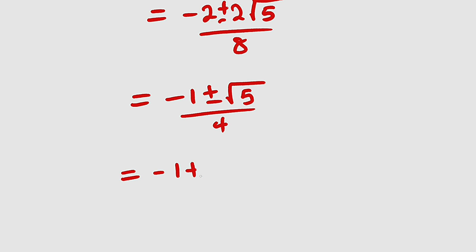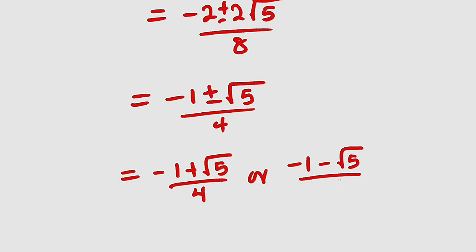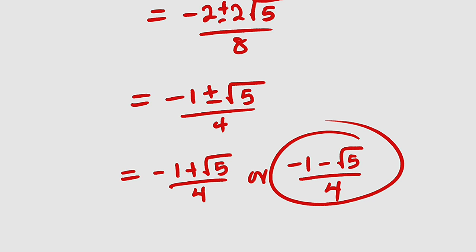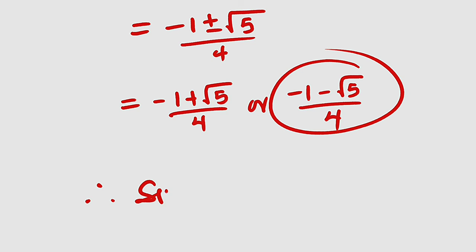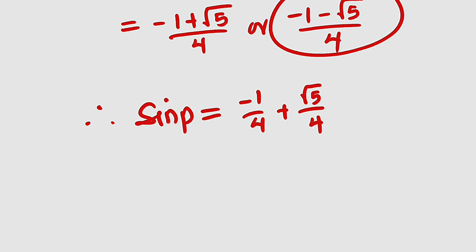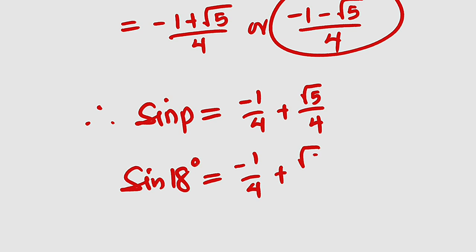From here we can split it because we have two values. We have either minus 1 plus square root of 5 over 4, or minus 1 minus square root of 5 over 4. This second one is a negative value, and sine of 18 degrees cannot be negative, so we discard it and consider the first one as the solution. Therefore, sine p is equal to negative 1 over 4 plus root 5 over 4. But sine p is sine 18 because p is 18, so we can replace it: sine 18 degrees equals negative 1 over 4 plus root 5 over 4. This is the exact value of sine 18 degrees, simplified and evaluated without using a calculator.